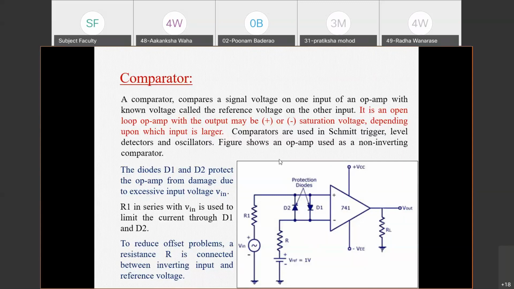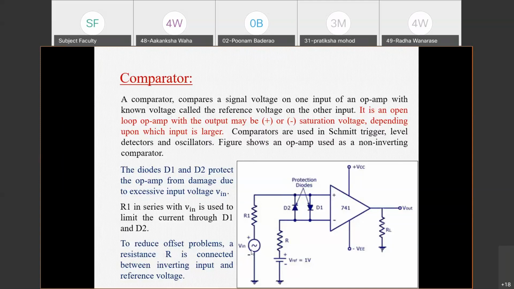Okay. So we will just read a few points regarding this circuit. A comparator compares the signal voltage on one input of the op amp with a known voltage, called the reference voltage, on the other input. From the comparator itself, you can analyze that the comparator will have two inputs, non-inverting and inverting, and you will continuously compare one voltage with another voltage.